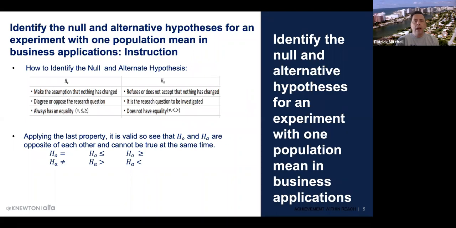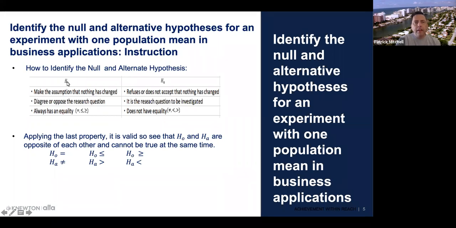All right. So, on this slide, we're talking a little bit more about null and alternative hypotheses. So how to identify the null and alternative hypothesis. The null hypothesis, which is denoted by H subscript 0, makes the assumption that nothing has changed, like I said earlier, the status quo, disagrees or opposes the research question. So the research question is usually a claim against the status quo. And I'm sorry about the typo. I don't think I can fix this because this looks like an image.